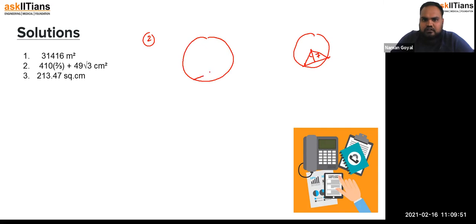A circle is there, a chord is there. The center is 7 centimeter apart. This complete angle is 120, so this part is 60. Now, the question is asking for the major segment.